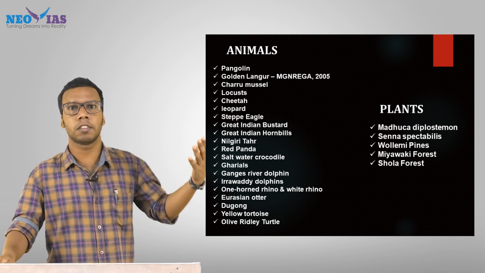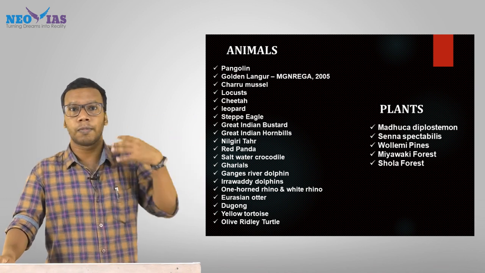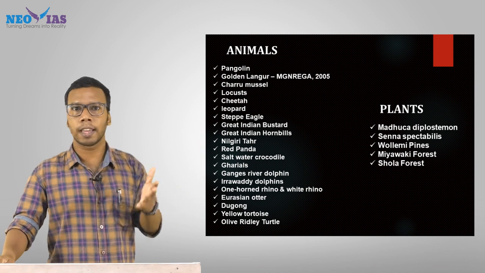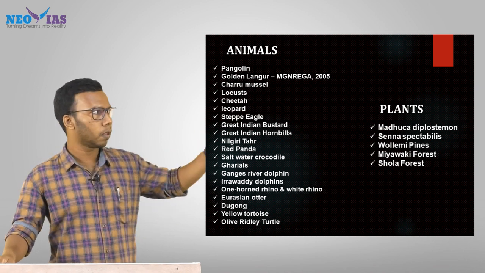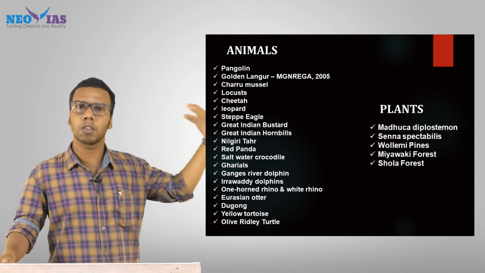So, you need to know what is locust, what class it belongs to and what are the effects of this locust on the agriculture like that. Okay. Then comes the cheetah. Okay, so we know that UPSC already asked the question regarding the cheetah.